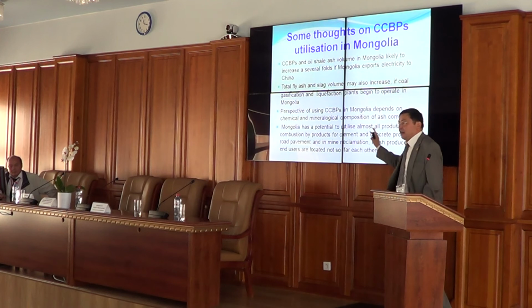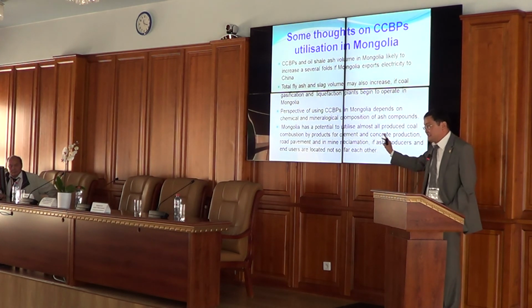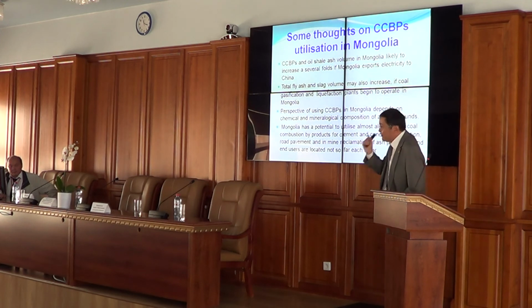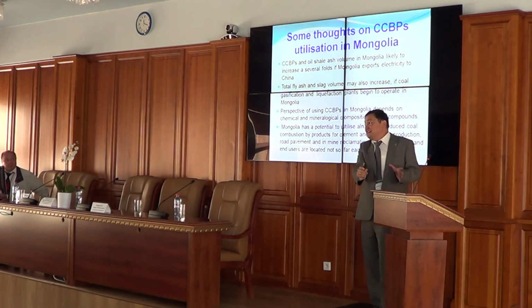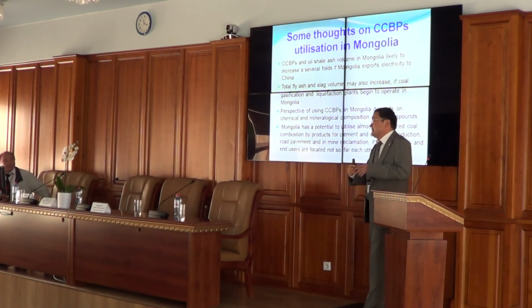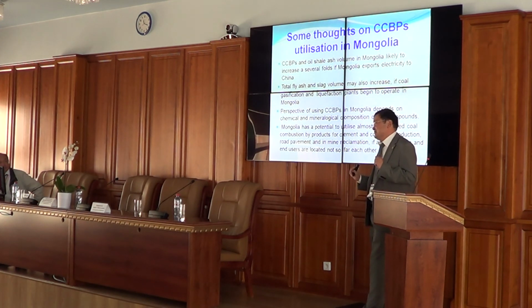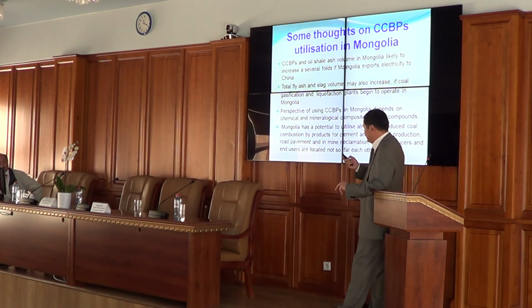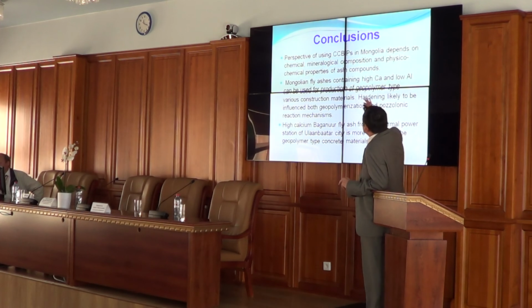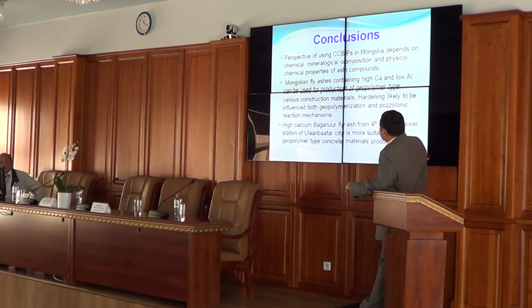Mongolia has the potential to utilize all these coal conversion byproducts, but for that purpose, building material production factories must be located less than 100 kilometers from the fly ash source. We need to think about where to build our factories to utilize it. Conclusions and perspective: this will depend on the productive fly ash, and also on geopolymerization and the reaction mechanism.